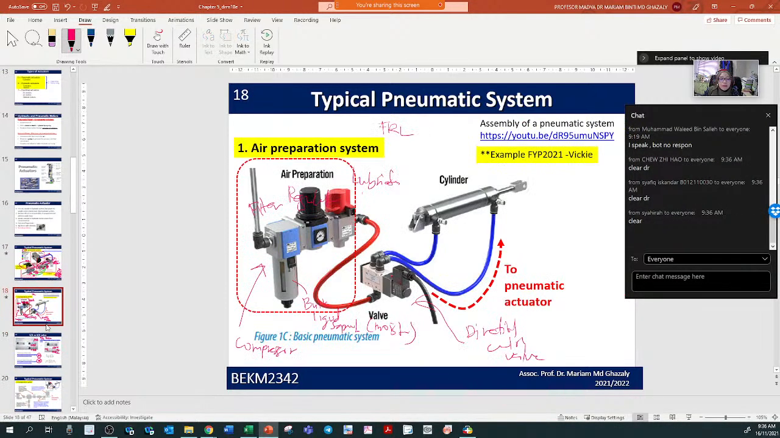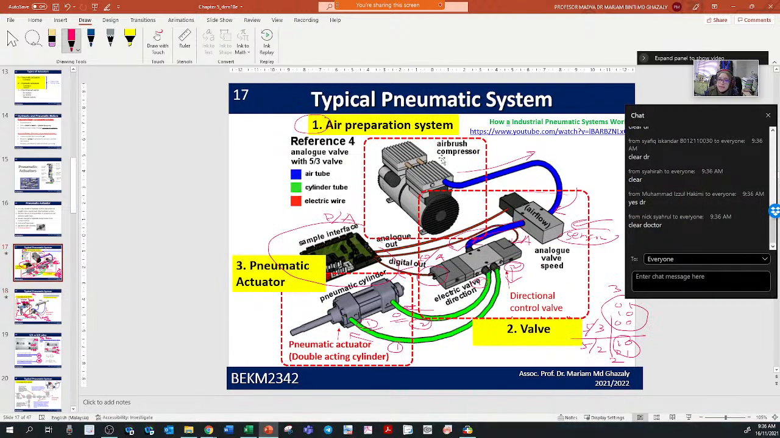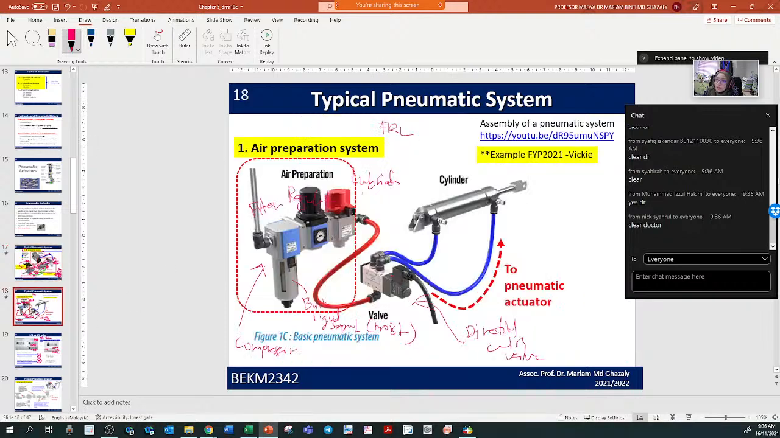Okay, clear. So to make your life easier, I'm going to explain more on the air preparation system, even though you have also watched it in a video. Just to recap, for the air preparation system, you have 3 components. Mostly they call it the FRL. So what is F? What is R? What is L? F is filter. So you have the filter in the first part of the air preparation.